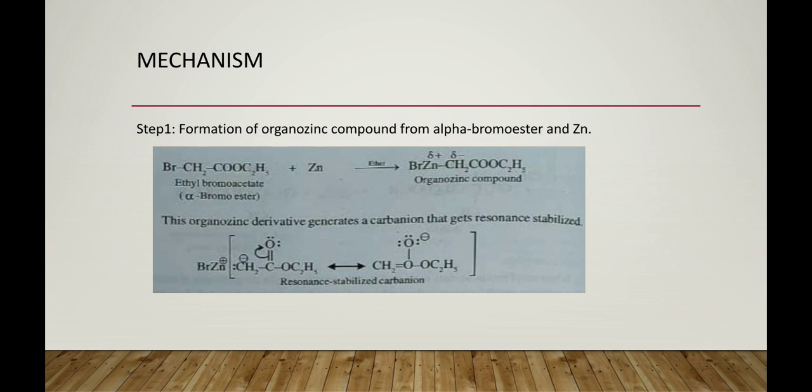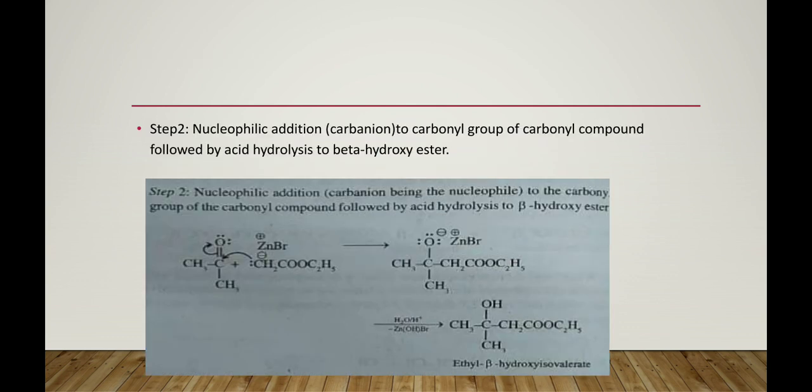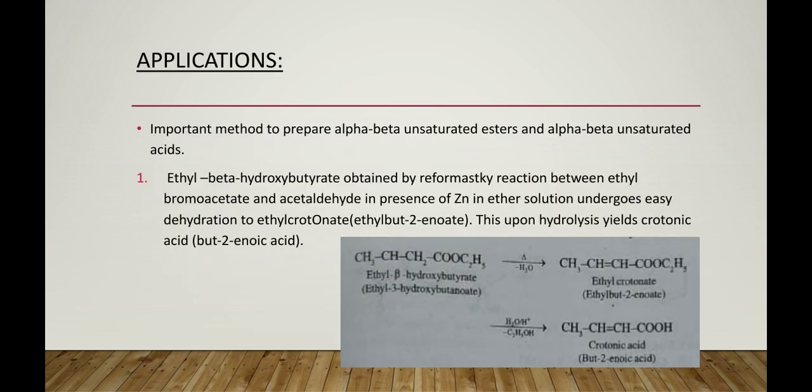The mechanism involved in the Reformatsky reaction: step 1 is the formation of an organozinc compound from the alpha bromoester and zinc. This organozinc derivative generates a carbanion that gets resonance stabilized. Step 2 is nucleophilic addition of the carbanion to the carbonyl group of a carbonyl compound, followed by acid hydrolysis to the beta hydroxy ester. Now, the applications are important.